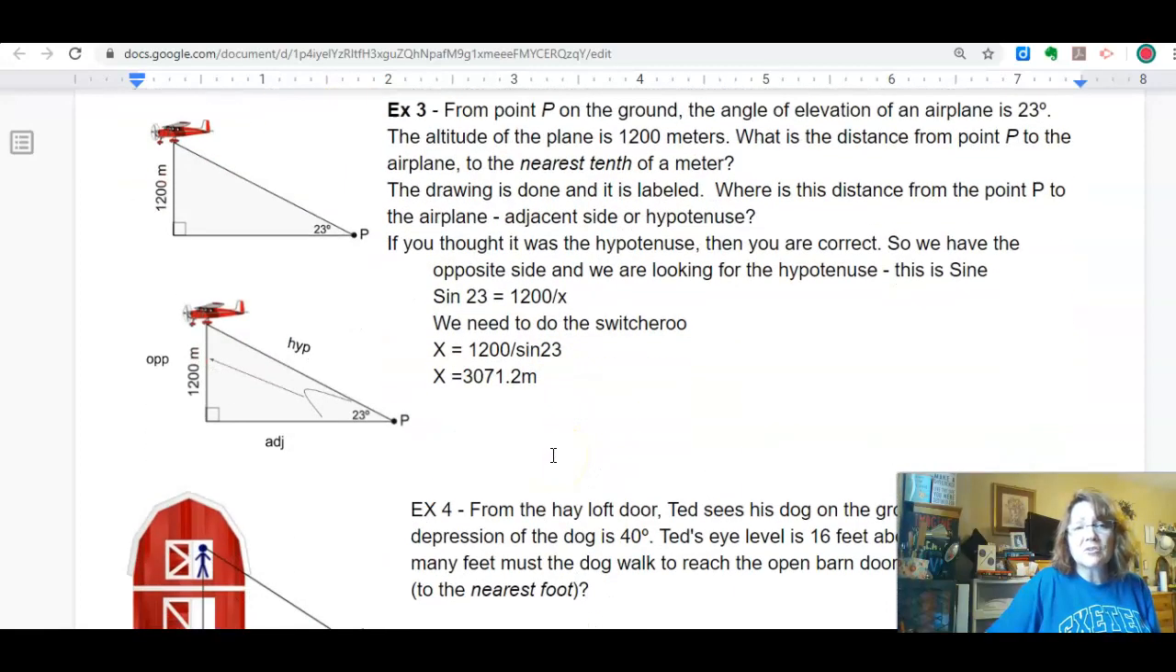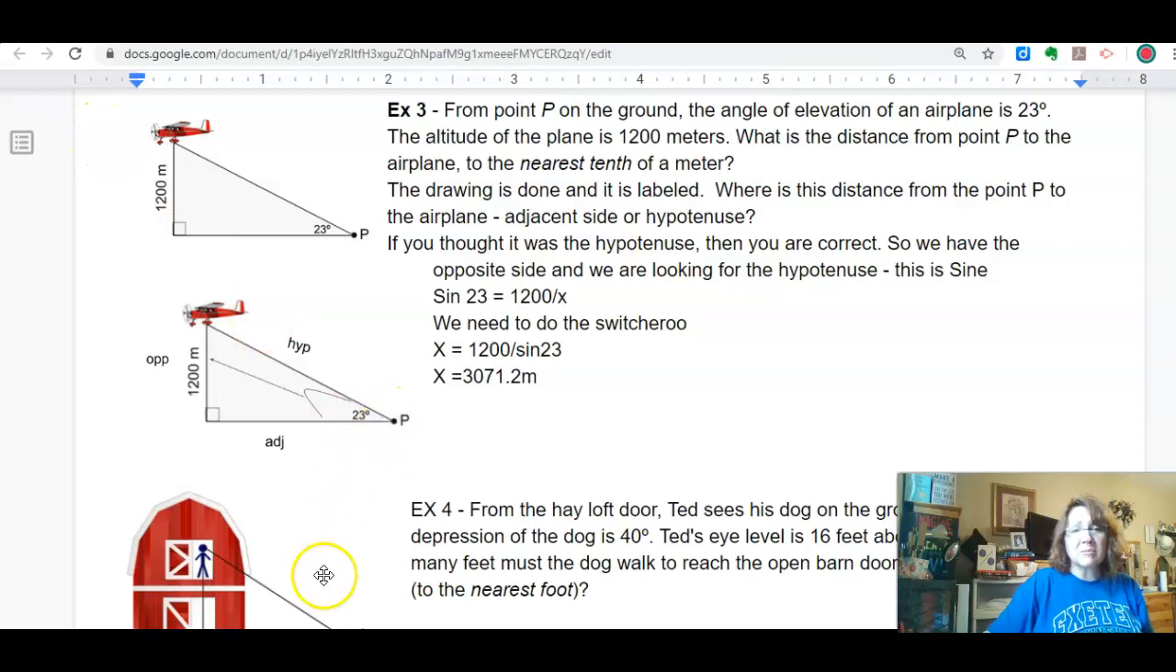Now going down to example 3. From a point P on the ground, so I have my point right here, the angle of elevation is 23 degrees. The altitude of the plane is 1,200. They want to know the distance from that point P to the plane.